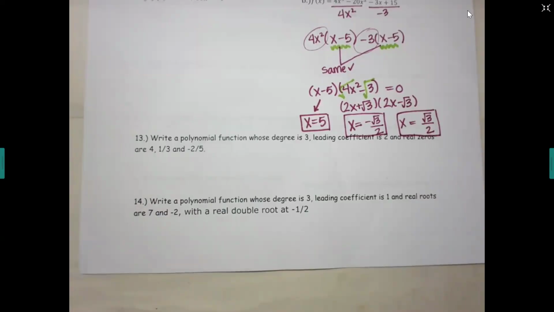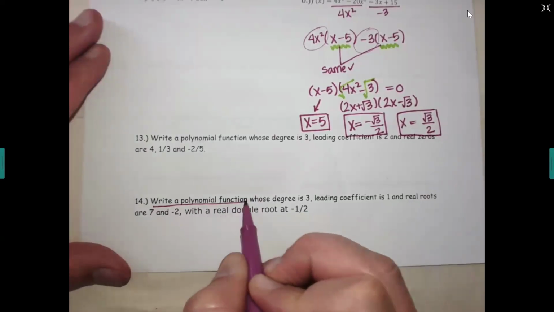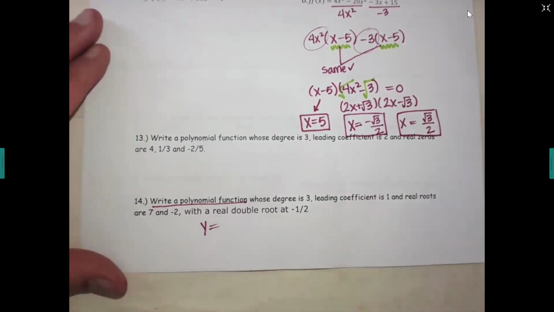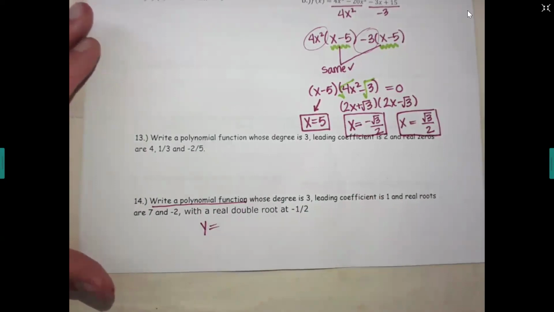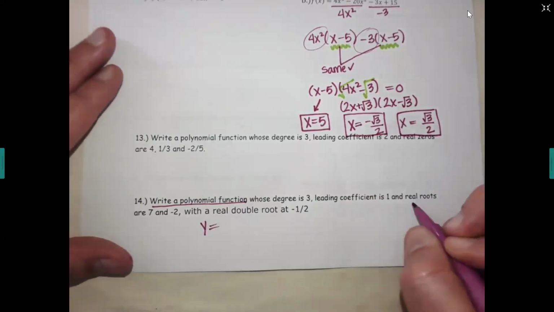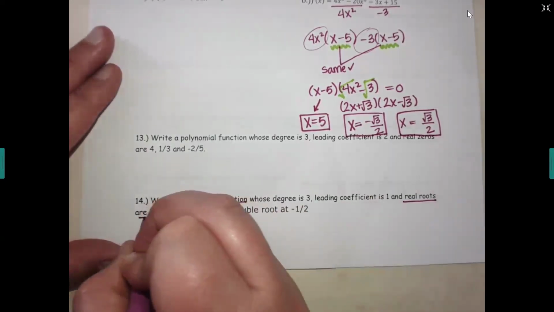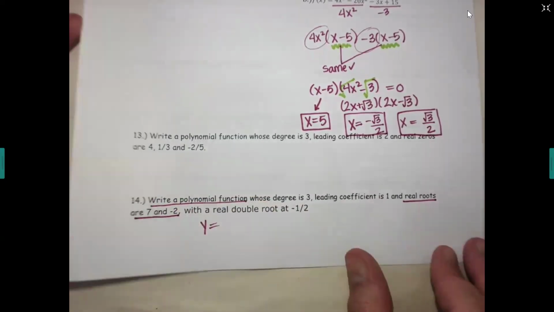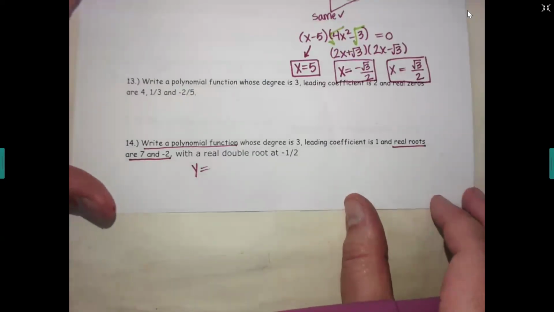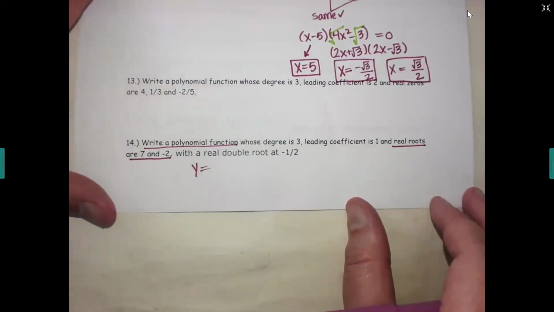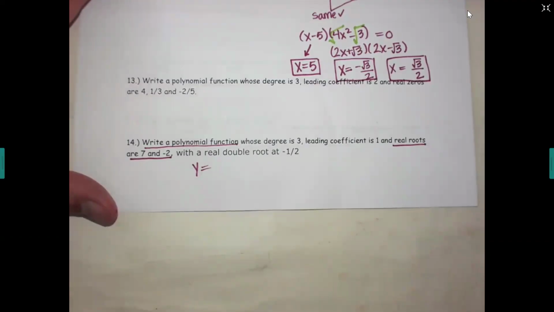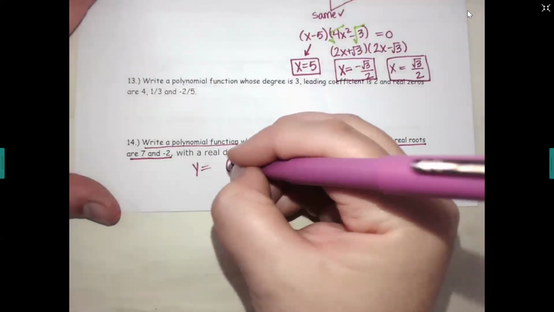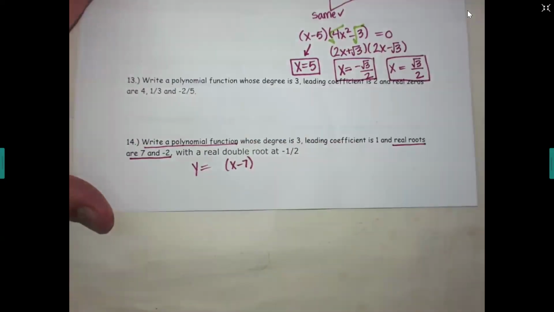All right, last one that we'll do off this page. Let's just go ahead and hit 14. You're asked to write a polynomial function, so put y equals. It says the degree is 3, the leading coefficient is 1. We're going to skip that for now. We want real roots at 7 and -2. Now, if 7 and -2 are answers, what would the parentheses have to say? 7 would give me what parentheses? X minus 7. And then if I want -2, my parentheses would have to say X plus 2.